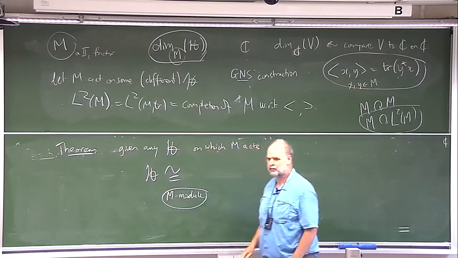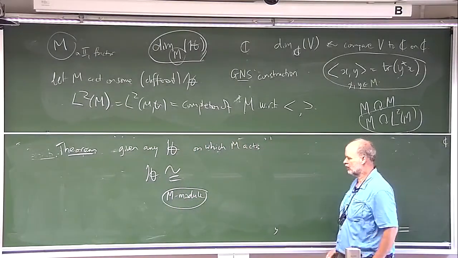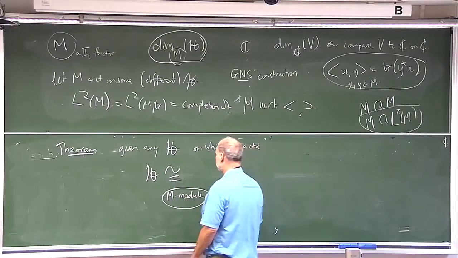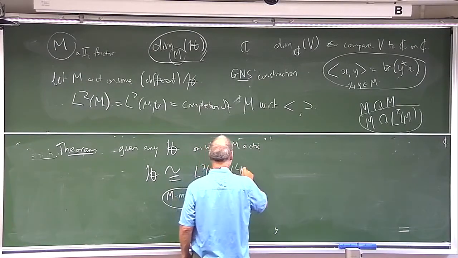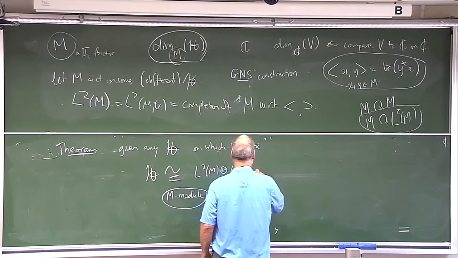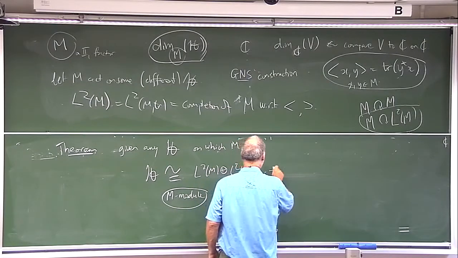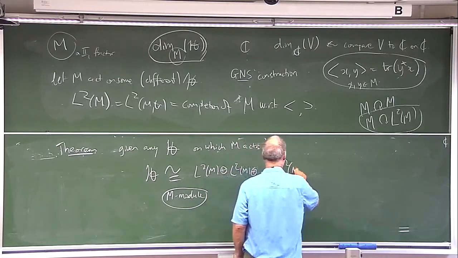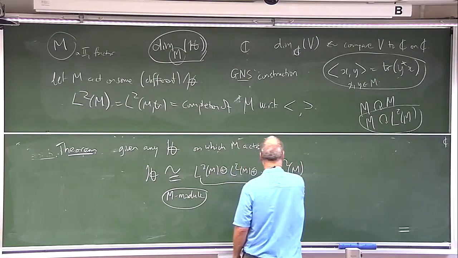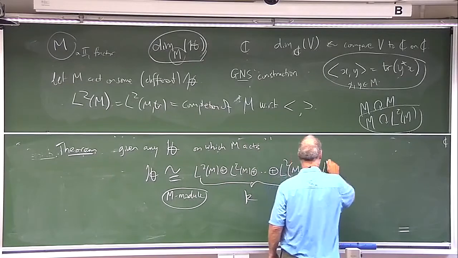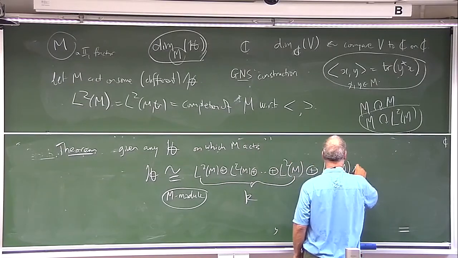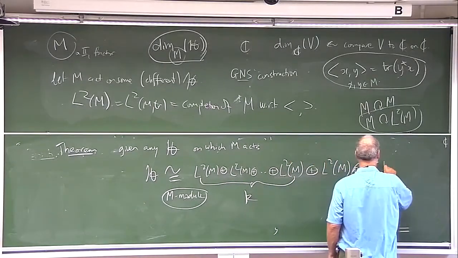Okay. Completely isomorphic as far as M is concerned to L2 of M plus L2 of M plus L2 of M. A bunch of copies of this, so K copies of this, plus the remainder term, which is L2 of M P. P is a projection.